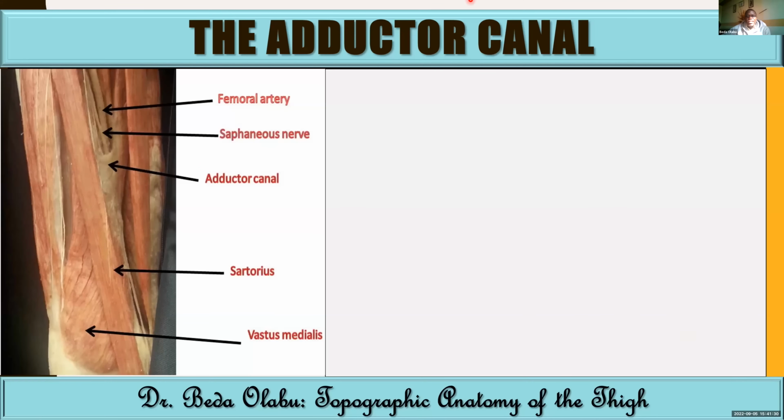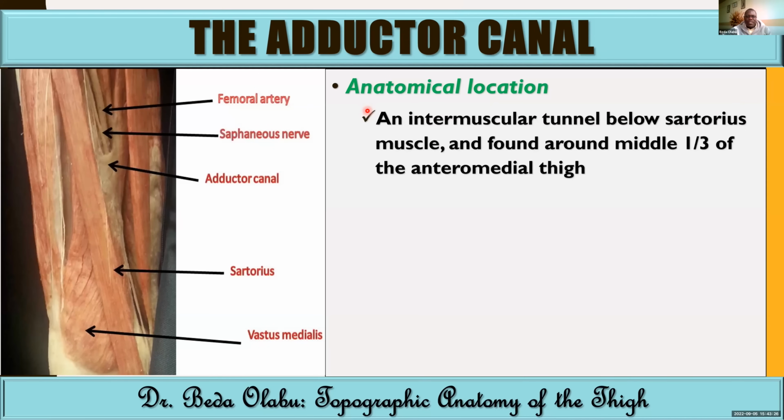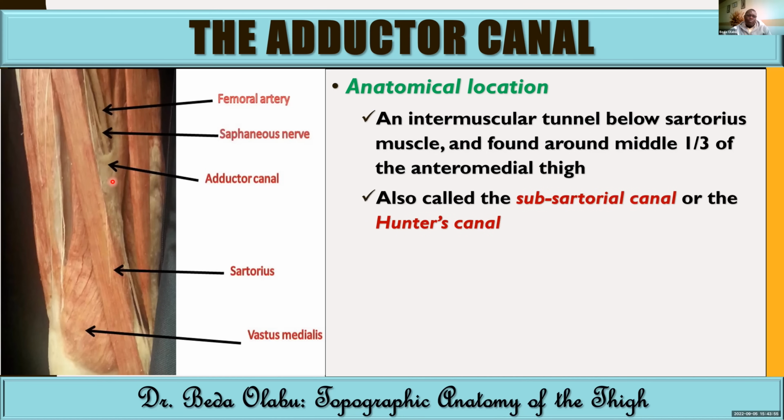Great. The next space I want us to discuss is the adductor canal. So in terms of its location, the adductor canal is an intermuscular tunnel located below the sartorius muscle. Because it is found below the sartorius muscle, we also call it the subsartorial canal or the Hunter's canal.